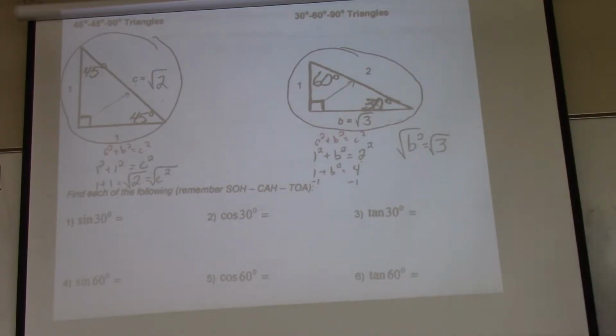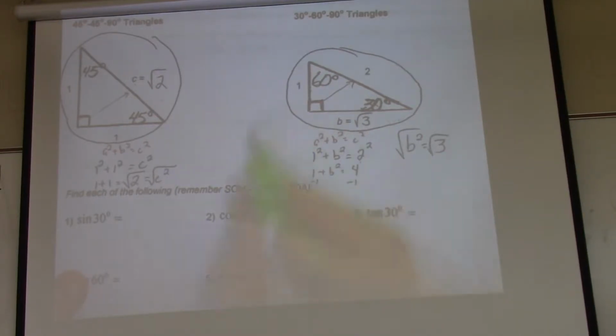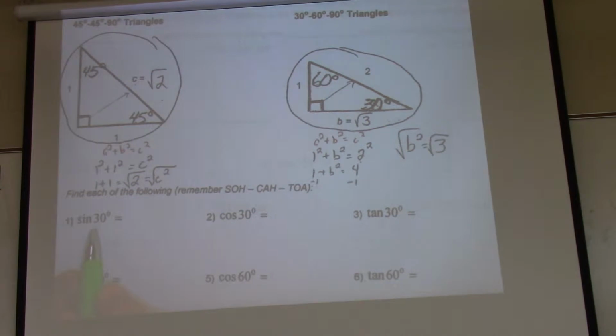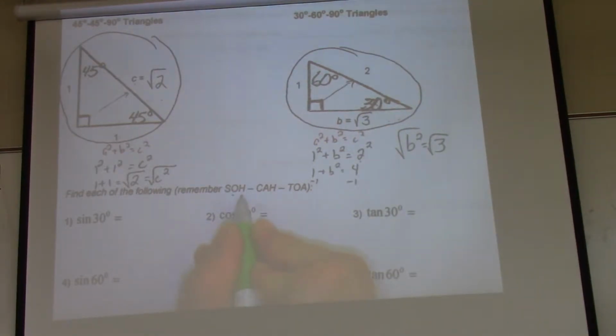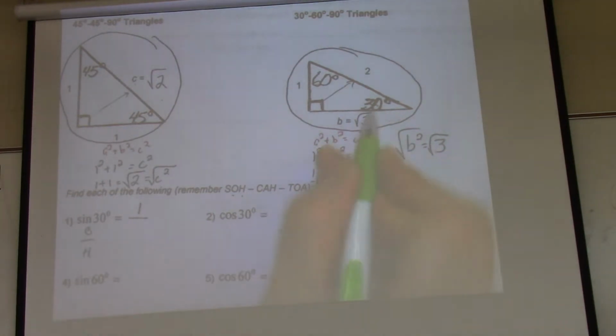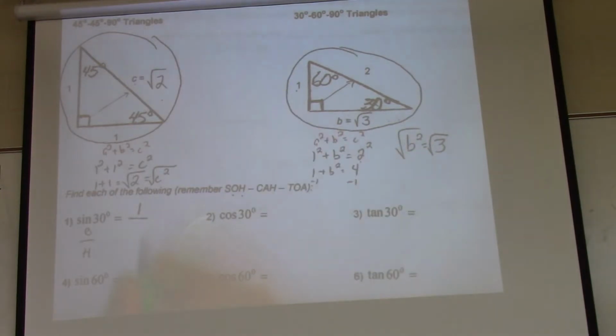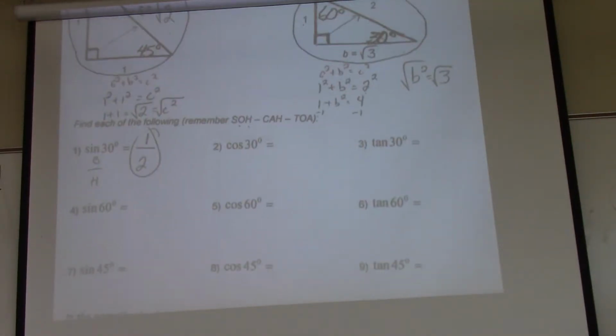So, now with that being said, I can do SOHCAHTOA for these triangles. For instance, sine of 30. Well, look at this triangle. What is the sine of 30? Well, what is sine? It's opposite over hypotenuse, right? So from 30 degrees, what's my side opposite? 1. What's my hypotenuse? 2. There's my answer. 1/2. Done.